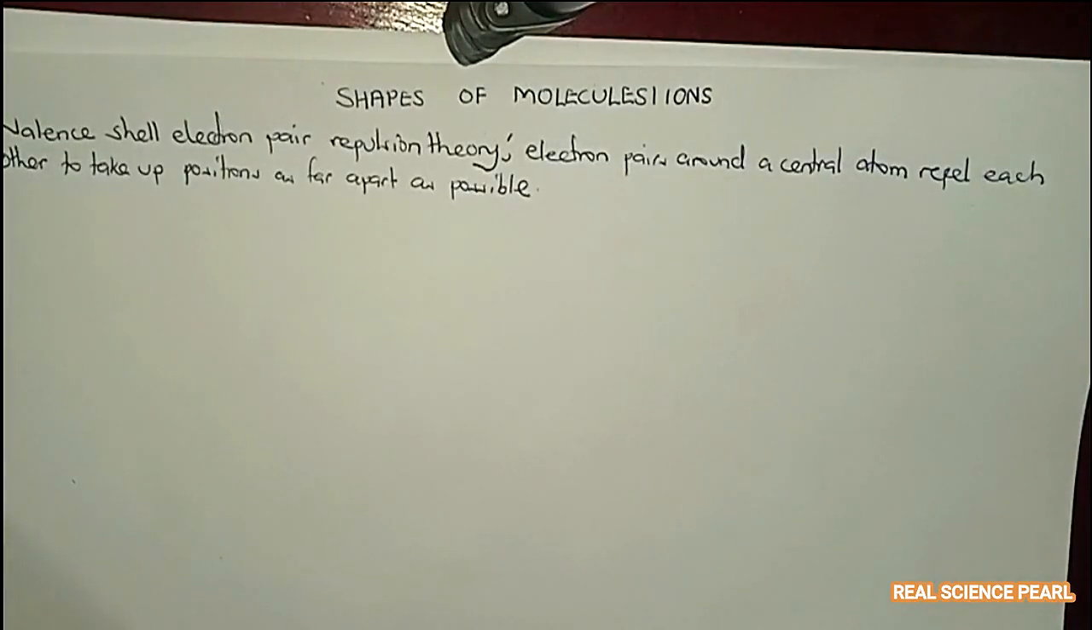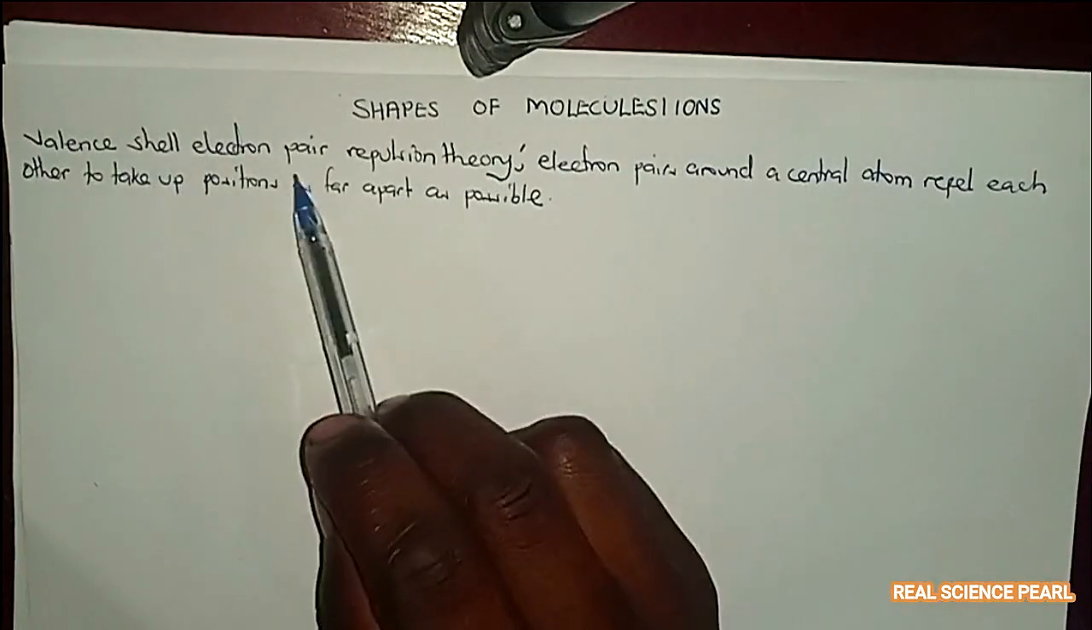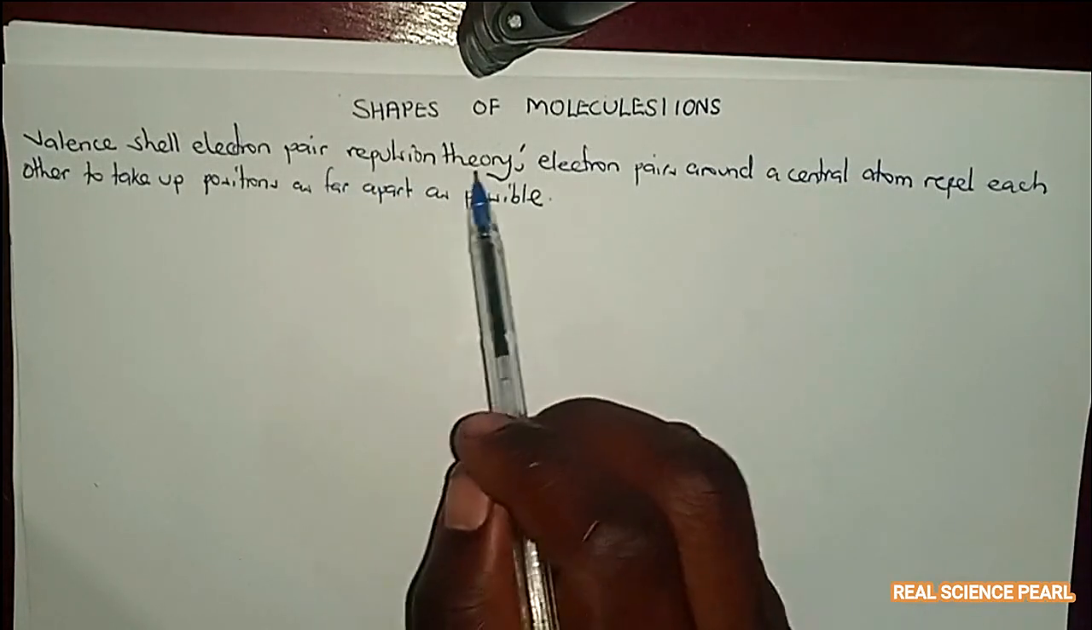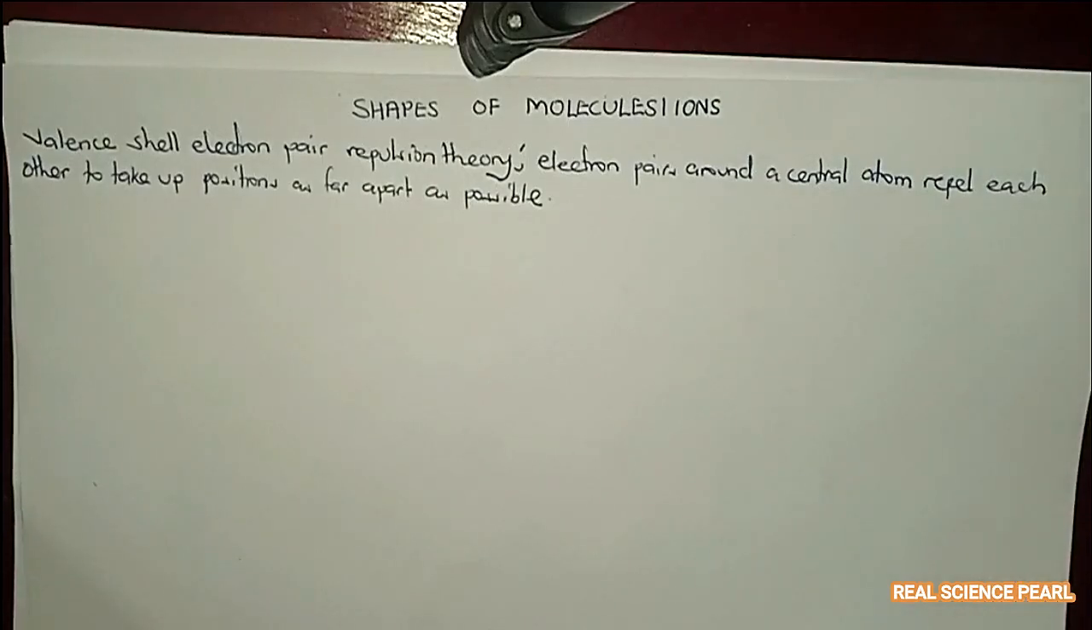Today I'm going to show you how to draw shapes of molecules and ions. To come up with the shape of a molecule, what you need to know is the valence shell electron pair repulsion theory, which talks about how the electron pairs around the central atom repel each other to take up a position that is far apart from each other.